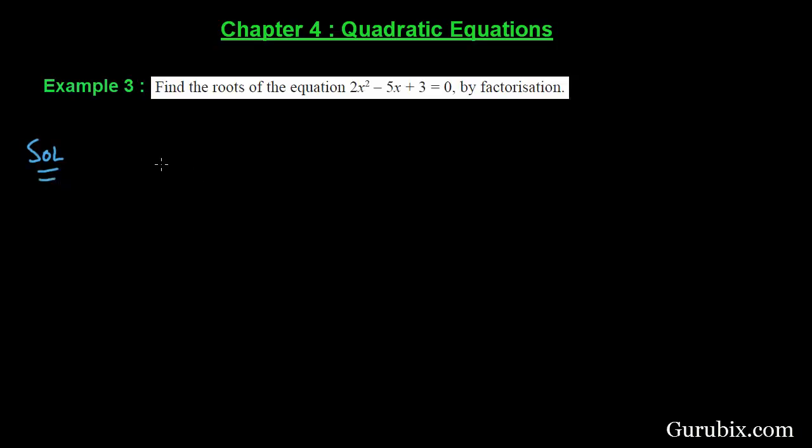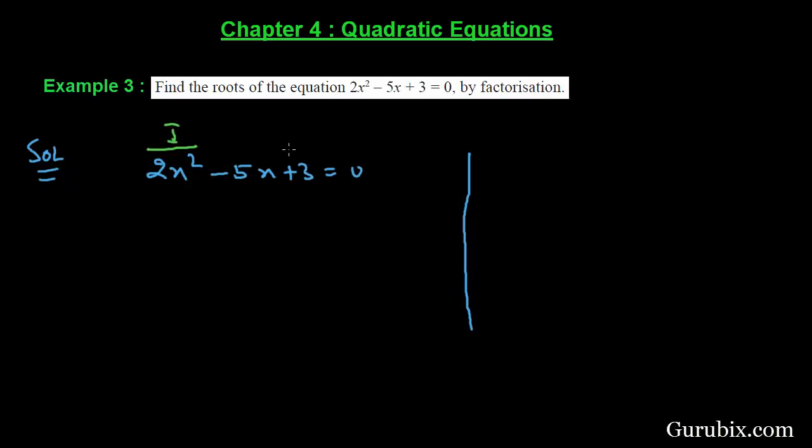We are given a quadratic equation 2x square minus 5x plus 3 equals 0, and we shall use the middle term splitting method. In the middle term splitting method, we split the middle term into two factors in such a way that the sum of those two factors is equal to the middle term itself, but the product of those two factors will be equal to the product of the first term and the last term. So first of all, we shall find the product of the first term and last term.